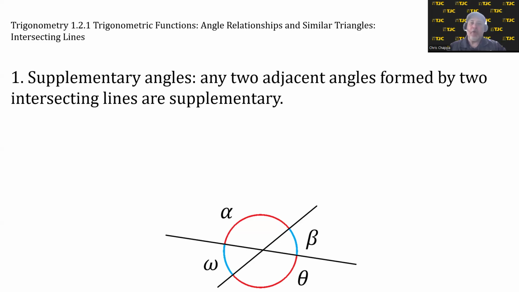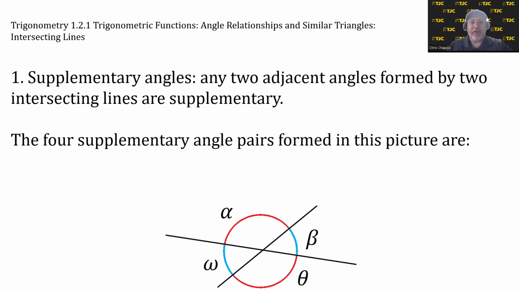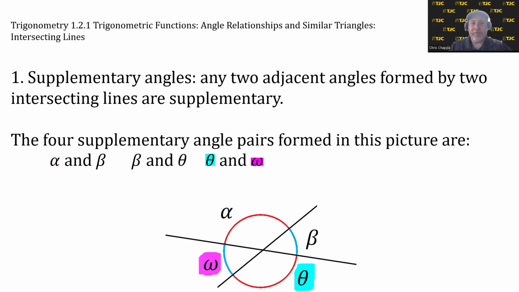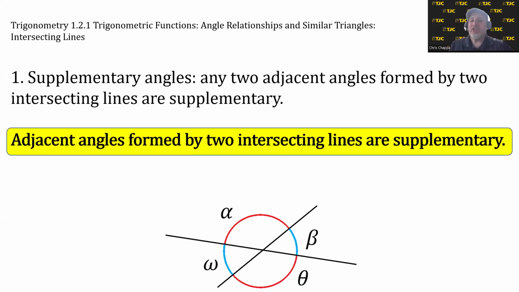Supplementary angles are formed by any two adjacent angles formed by two intersecting lines. Any two adjacent angles formed by two intersecting lines are supplementary, adjacent meaning that they share a side. There are four supplementary angle pairs formed in this picture, and they are alpha and beta. Notice they share a side. Beta and theta share a side. Theta and omega share a side. Omega and alpha share a side. Adjacent angles formed by two intersecting lines are supplementary.